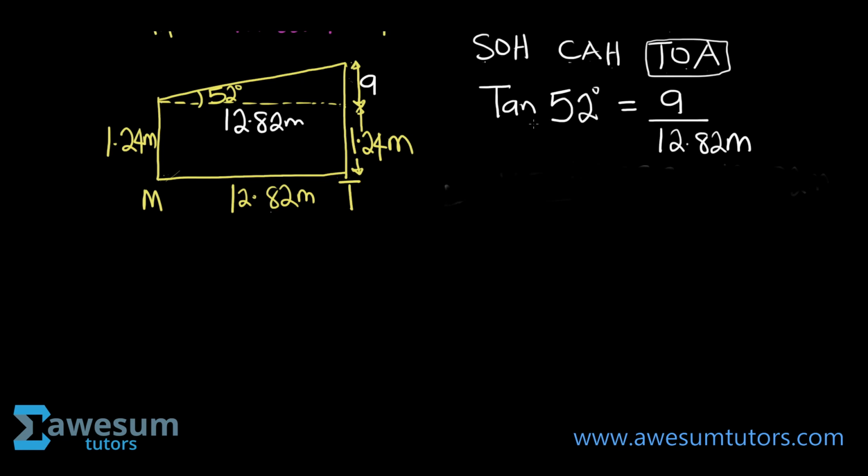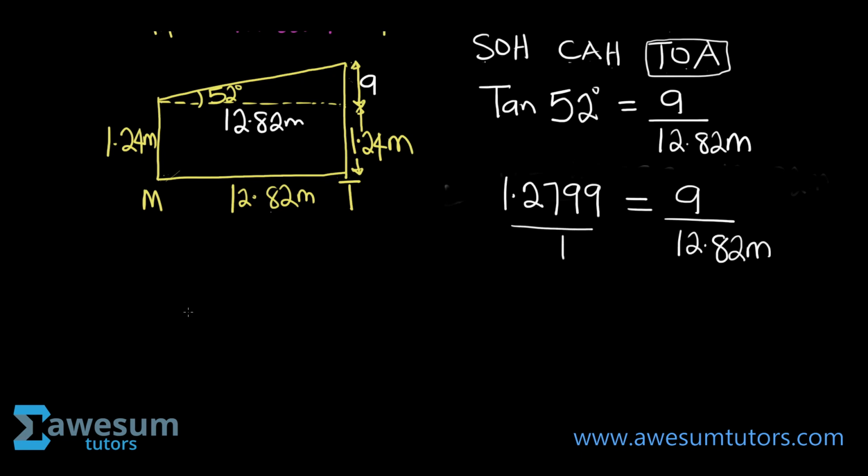So now what you will do is, what is tan 52? Tan 52 is 1.2799 equals A right here over 12.82 meters. Now what do we do? We will cross multiply to find A, and this also means over 1, right? So if I cross multiply, 1 times A is A, then you also have 1.2799 times 12.82 meters. So that is going to give me approximately 16.41 meters. Okay, now you've been able to get A right here, which is 16.41 meters.